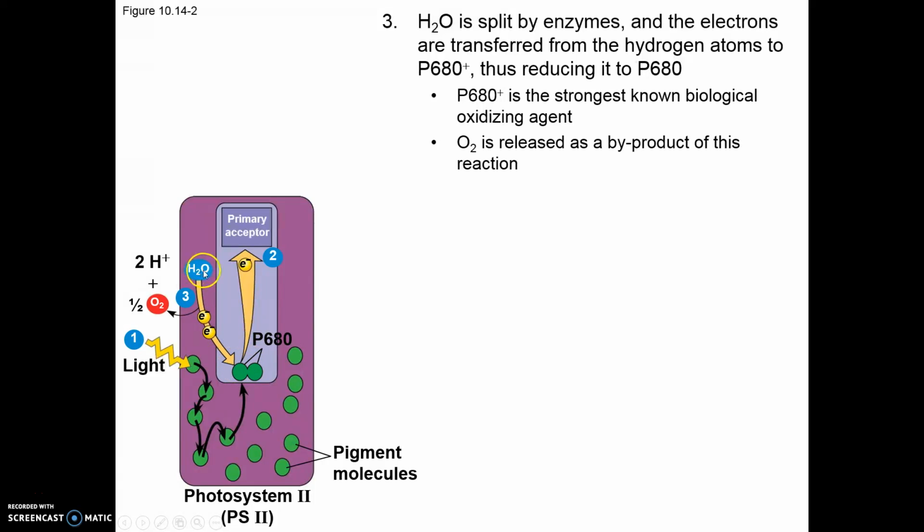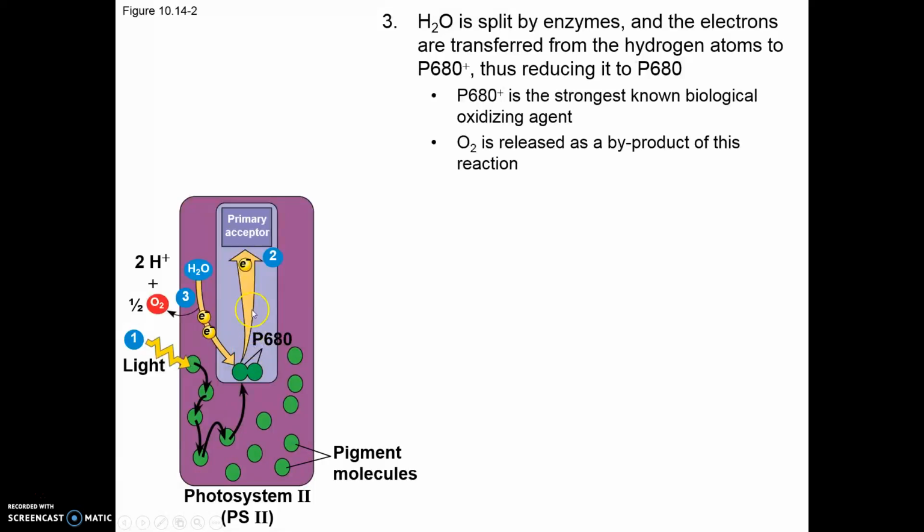All right, so we need to replace the electron from here. We do that by splitting water. So we take electrons from water that is going to leave molecular oxygen, which is then going to diffuse out. All the oxygen that is in our atmosphere is ultimately from this process. Otherwise, it would be attached onto other things.